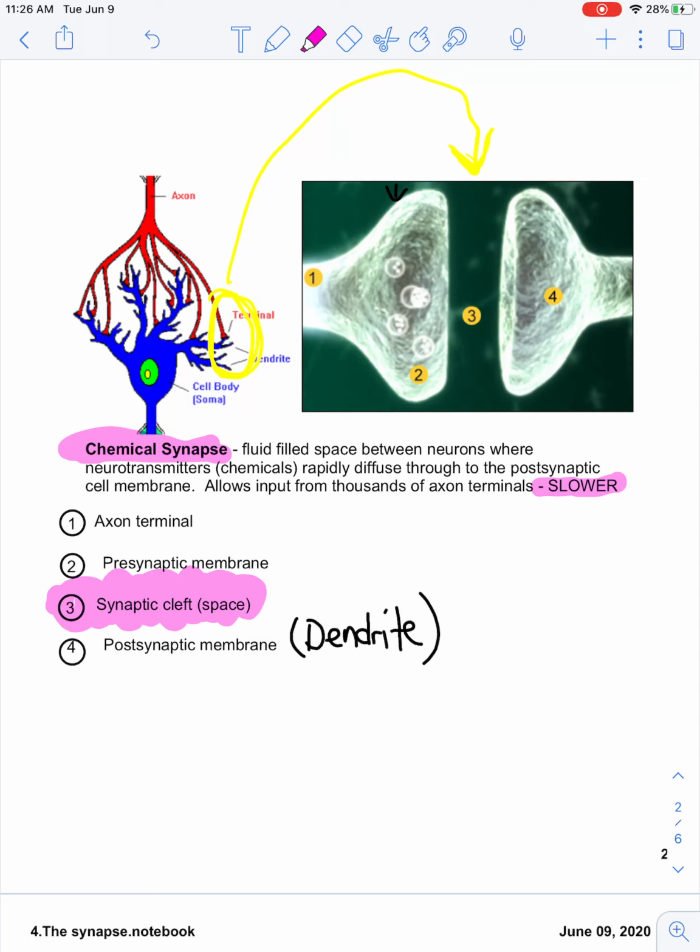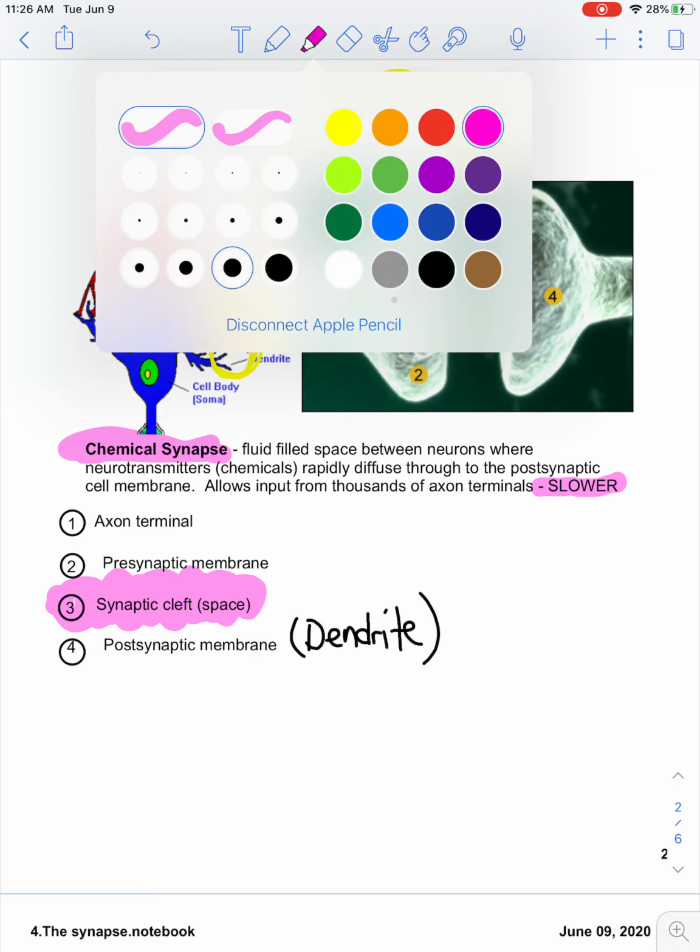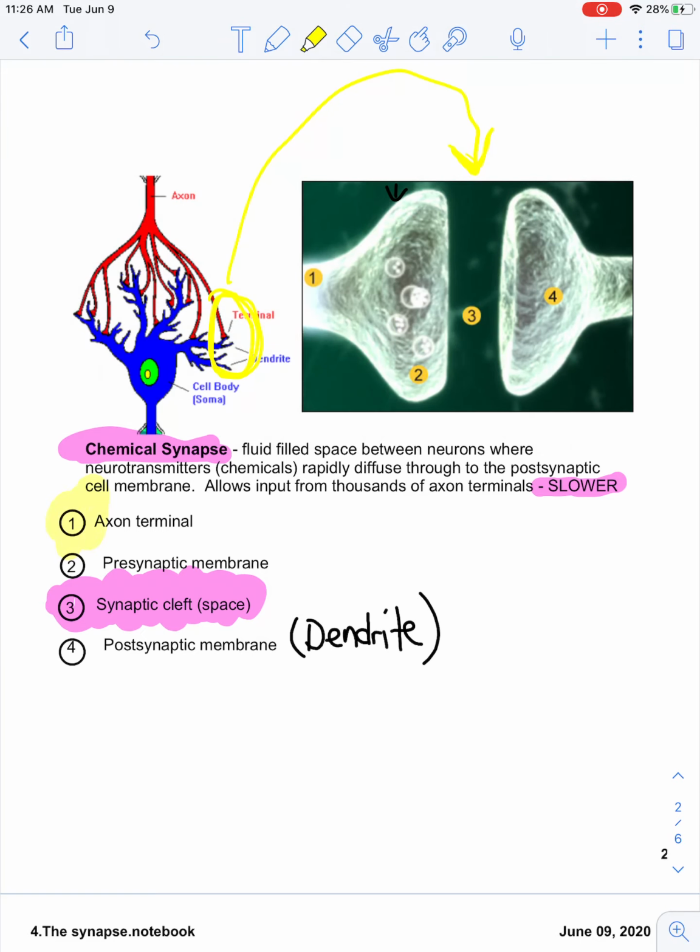So if we look at this diagram, your axon terminal is number 1. So that is from the first neuron. That's the end of that neuron.